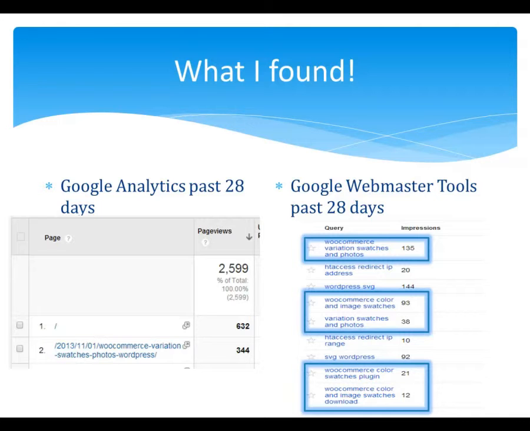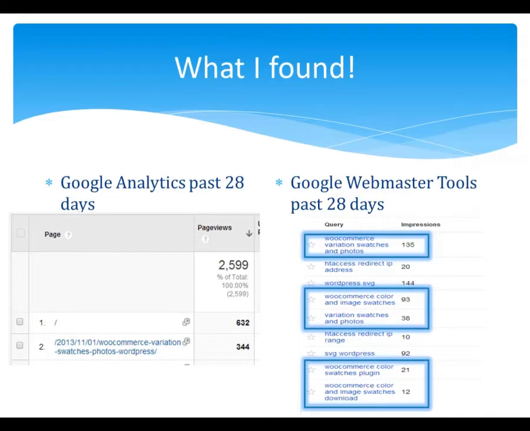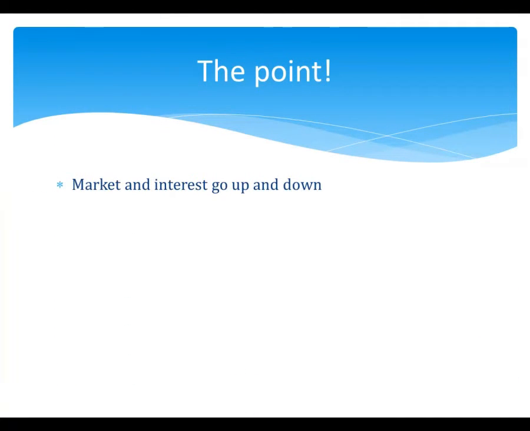So even though the keyword planner told me that there was no searches, what I found in real life data is that there are searches for it. People are searching. Maybe they're using a different combination of keyword phrases. So here's the point.